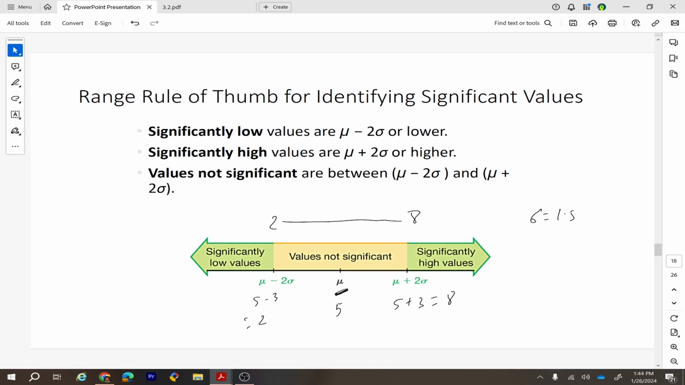So anything more than the center plus 2 times the standard deviation is a significantly high value, and anything less than the center minus 2 times the standard deviation is a significantly low value.